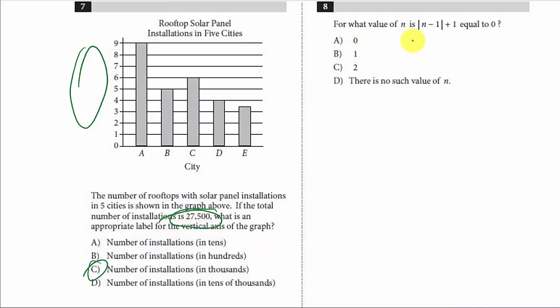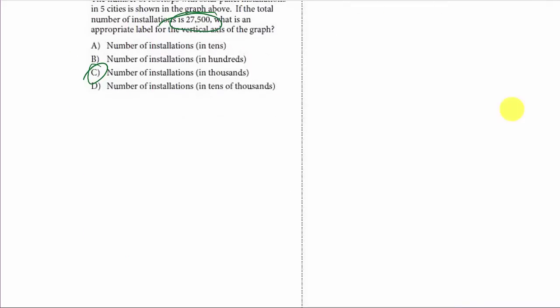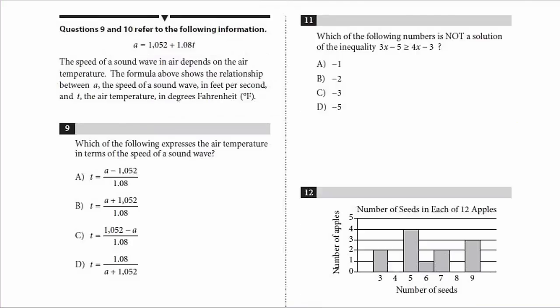All right, for what value of N is |N minus 1| plus 1 equal to 0? Well, you don't even have to do any solving here. That would be D. There's no value, because think about it. For this to equal 0, this value right here would have to be negative 1, because negative 1 plus 1 is 0. This will never be negative 1, because you're taking the absolute value, and it's always positive. Okay.